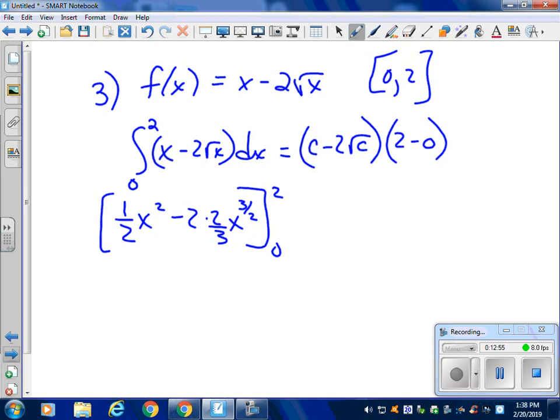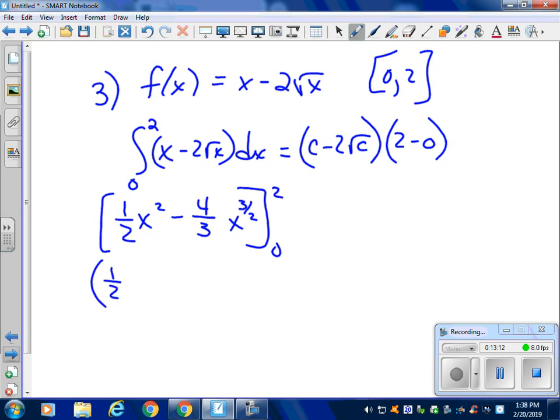So I could put those two 2's together and that would be 4, right? That might make it look a little easier to work with. 4/3. I don't know if anything's going to make it look easy to work with. We'll just put it in and see.